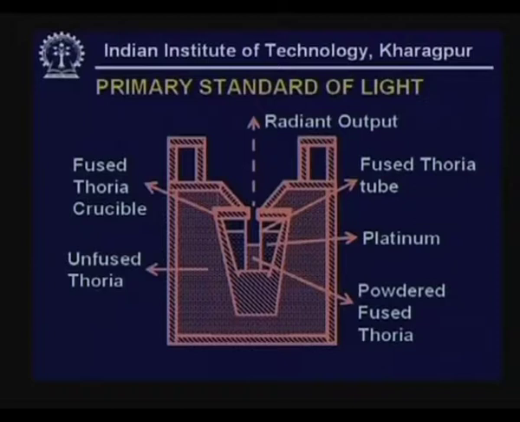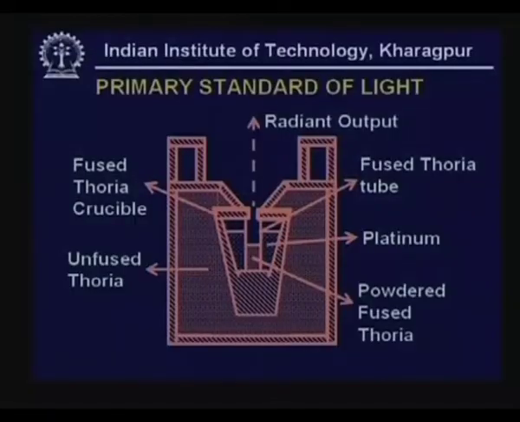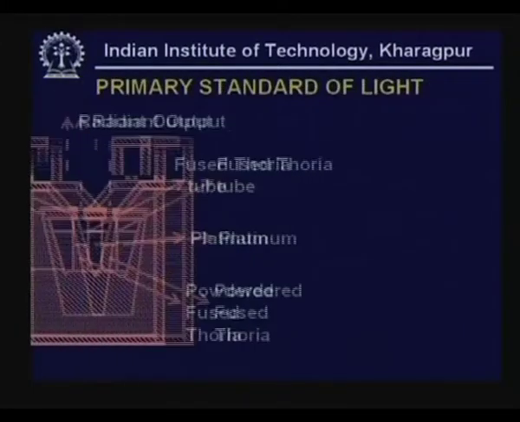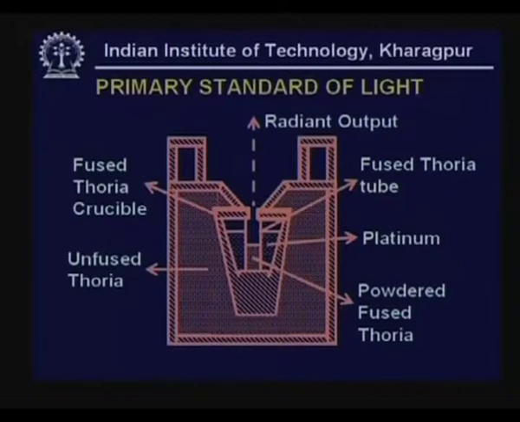The crucible had a dimension of approximately 45 mm in length, vertical length, and 2.5 mm diameter, and this platinum is maintained in a molten state, that is at the solidification or freezing temperature of platinum, that is 1773 degree Kelvin. Now, this having been adapted, we said this gives out an output which was close to 589,000 candles per meter squared, which has been made equal to about 600,000 units. So, having said that the primary standard of light is this, in fact today we adapt the light to be this, and any light radiation output we compare has to be with respect to this.